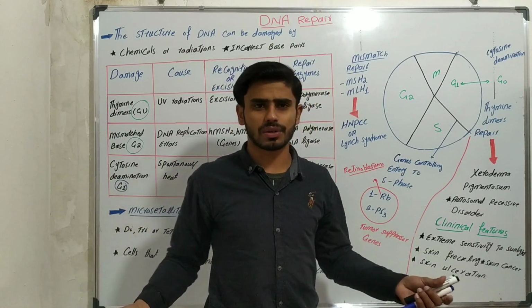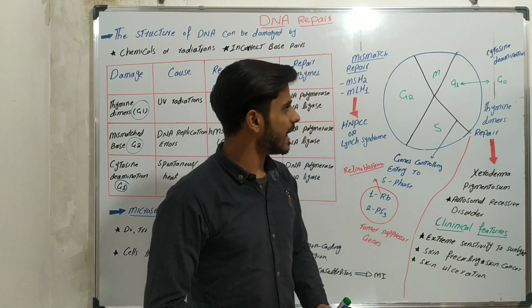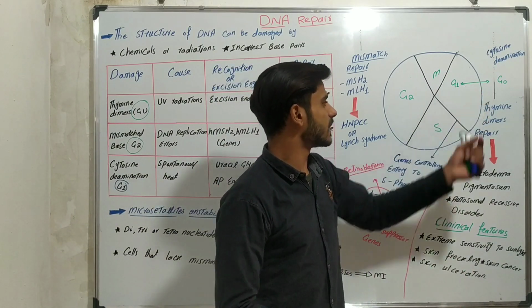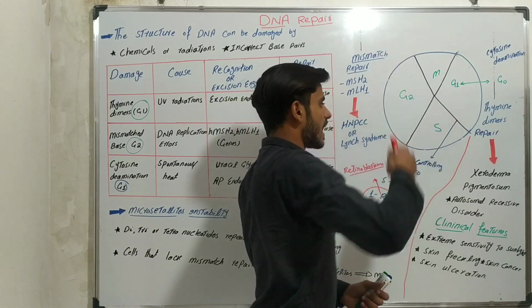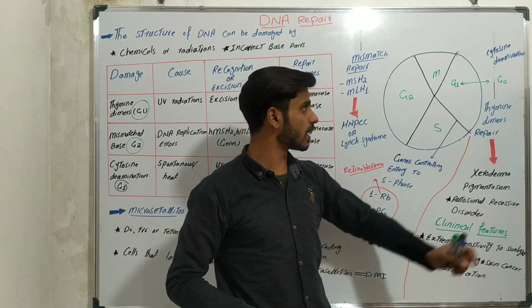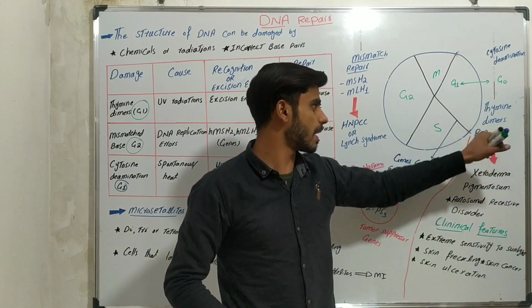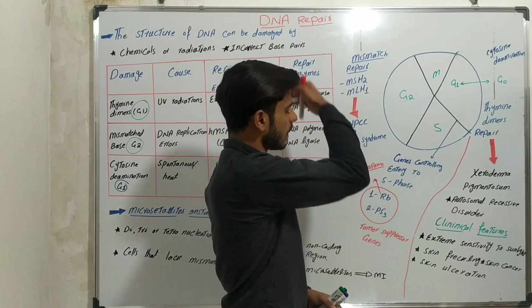P53 is just like a security guard. He is sitting here and checking everything. He sees that a cell is going to enter S phase. When the cell comes, he will check that everything is okay. Is there cytosine deamination? No, it's okay. Thymine dimer repair is okay. Then everything is okay, and he will allow it in.